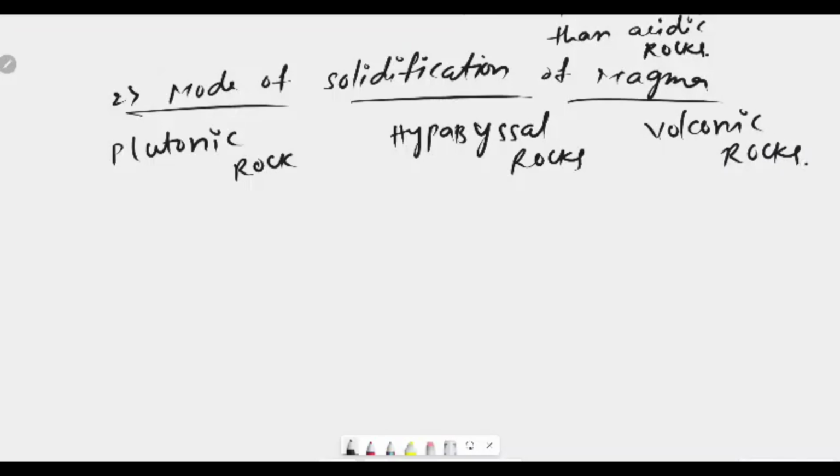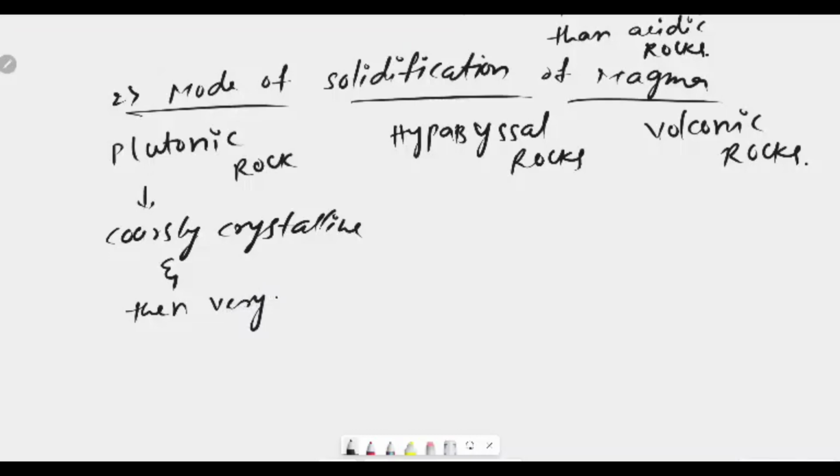Plutonic rocks are formed due to the solidification of magma under the earth's crust, where it cools very slowly. They are coarsely crystalline rocks, and they cool down very slowly. An example is granite.